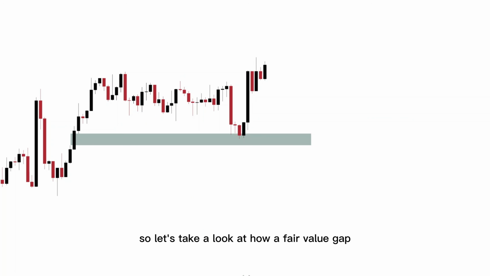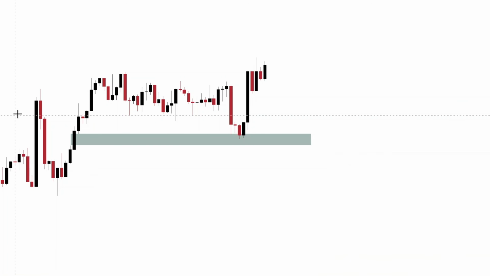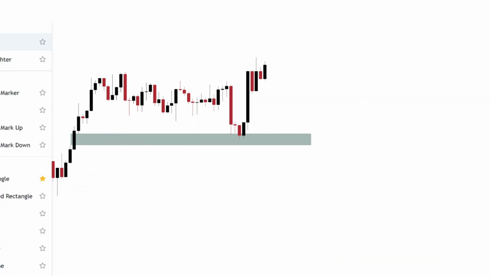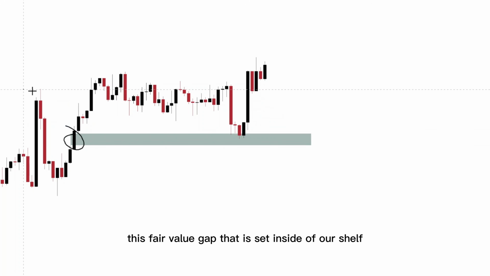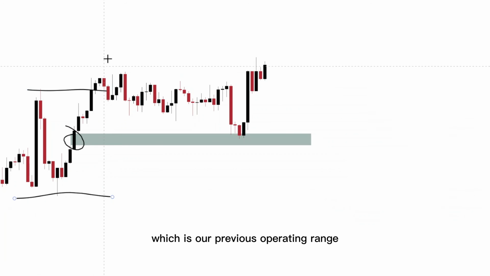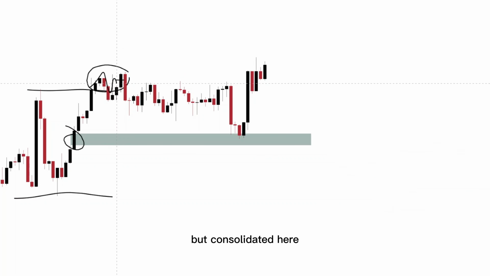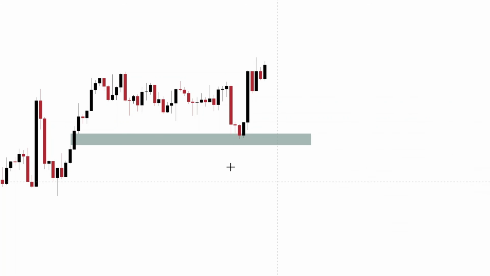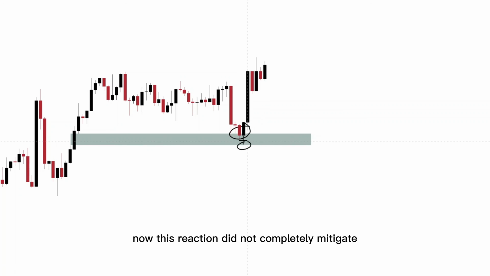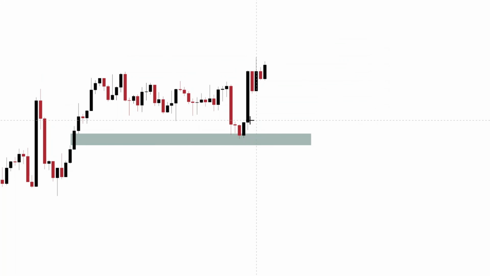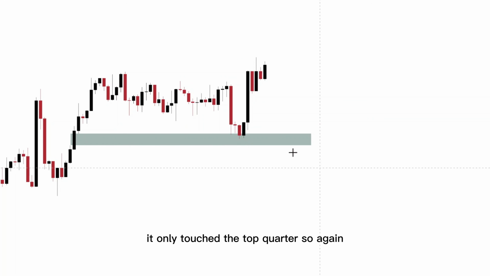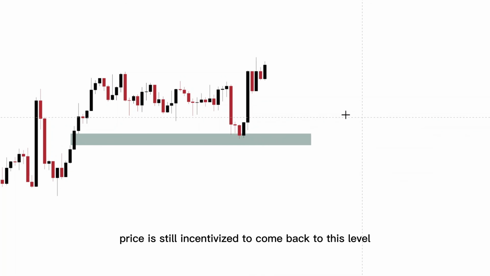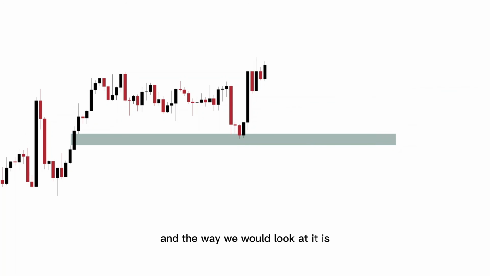So let's take a look at how a fair value gap can also cause an inducement. What we're looking at here is this fair value gap that is set inside of our shelf, which is our previous operating range. Price tried to push above, but consolidated here and went back down for more liquidity. And as you can see here, you have a reaction. Now, this reaction did not completely mitigate the entire fair value gap. It only touched the top quarter. So again, price is still incentivized to come back to this level. And the way we would look at it is this would be an inducement.